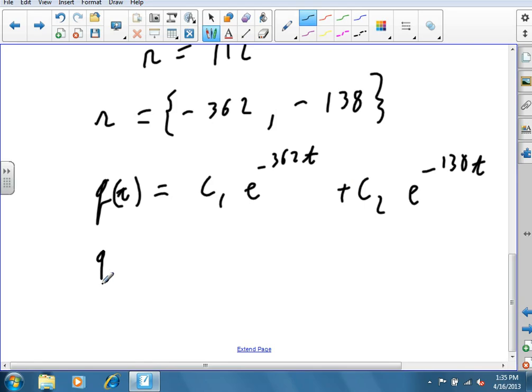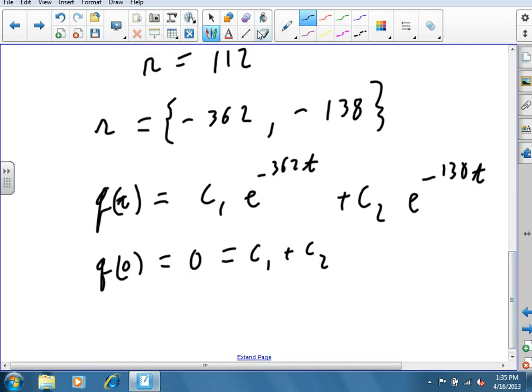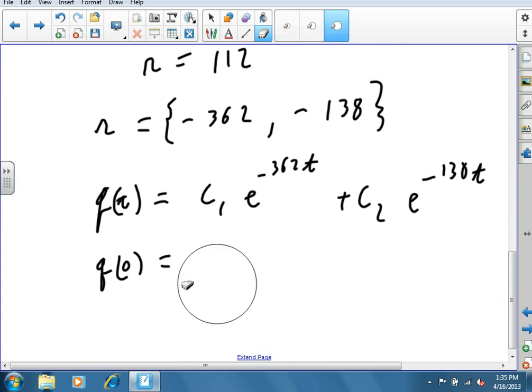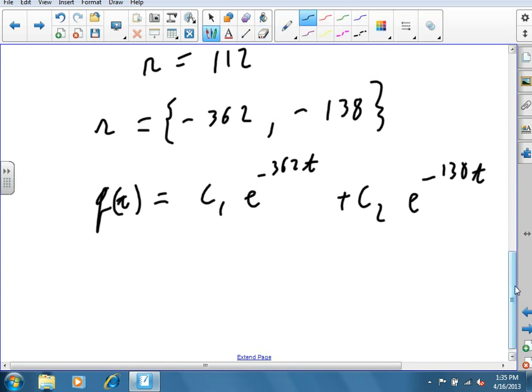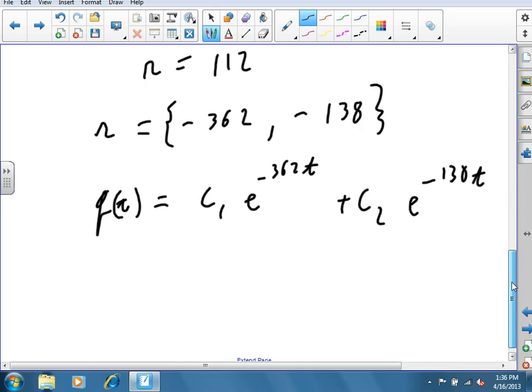And q at 0 is 0, which implies that c1 plus c2 has to be 0. But we can't apply the initial condition yet, so we're going to have to back off. What do we do next? We have to figure out q sub p, which is A, and q prime of p, the particular solution, is 0, and q double prime at p is also 0.